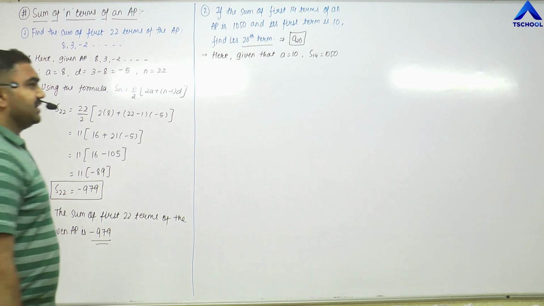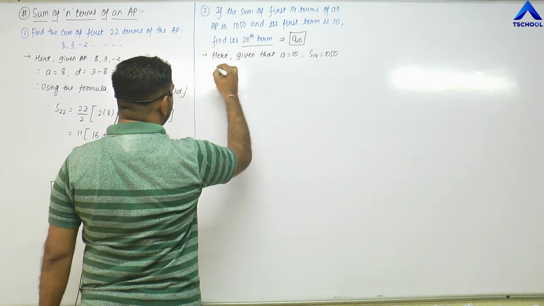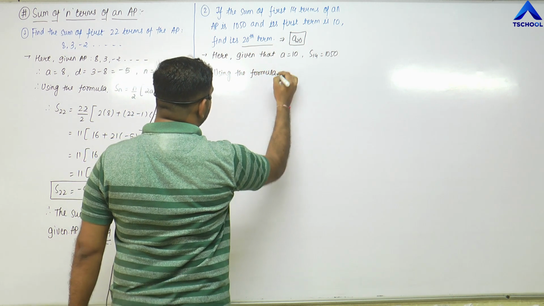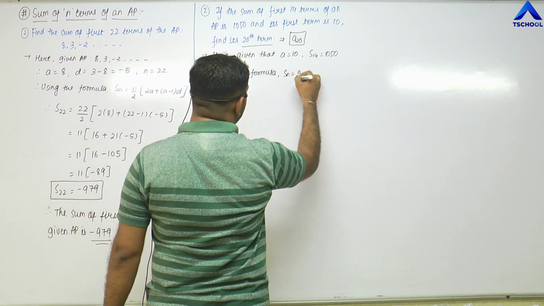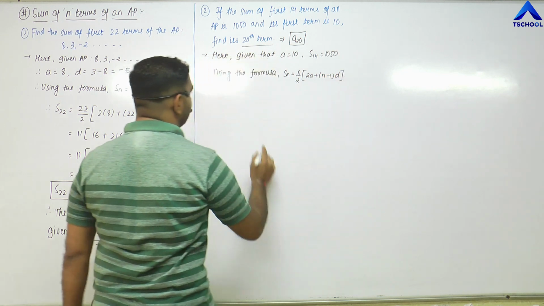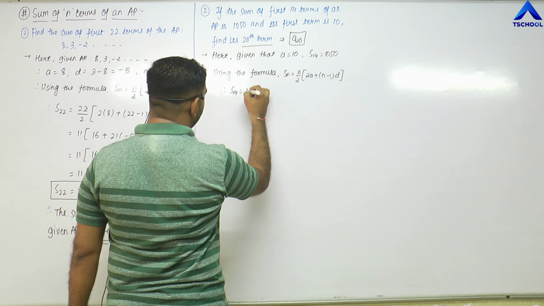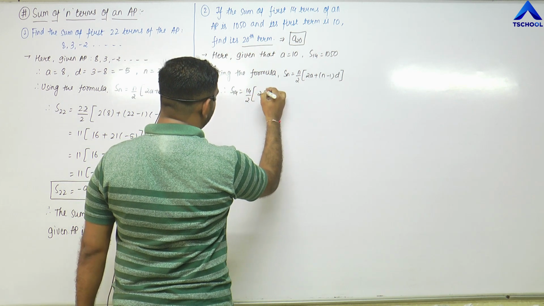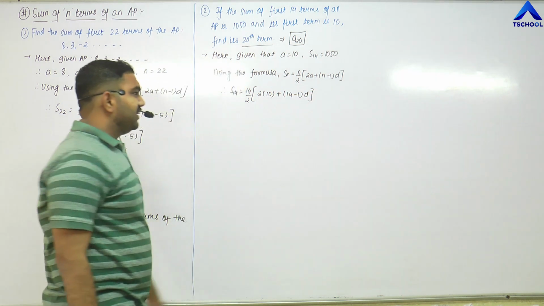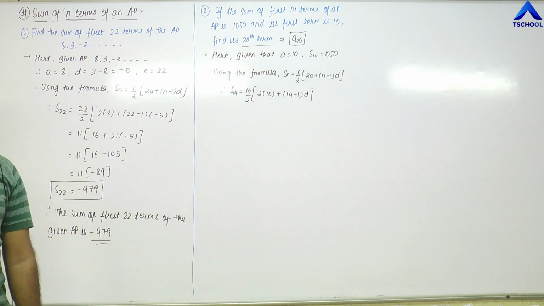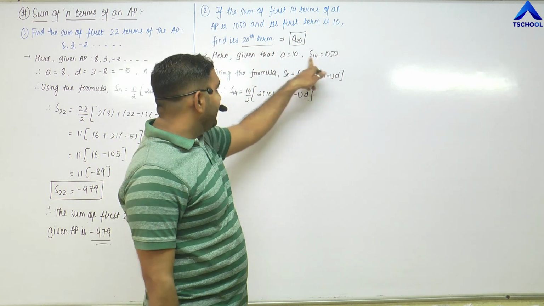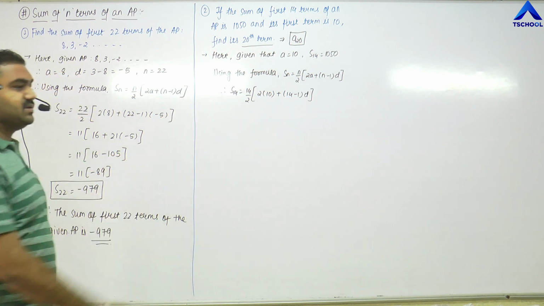So a equals 10 and S14 equals 1050. Using the formula Sn equals n by 2 into 2a plus n minus 1 into d, therefore S14 equals 14 by 2 into 2 into 10 plus 14 minus 1 into d. See, friends, here we have the value of n and a both. For S14, n is 14 and a equals 10 is already given. So from this we can get the value of d.